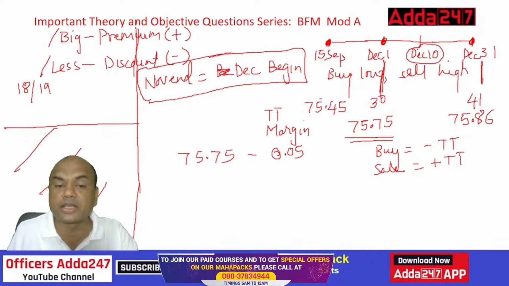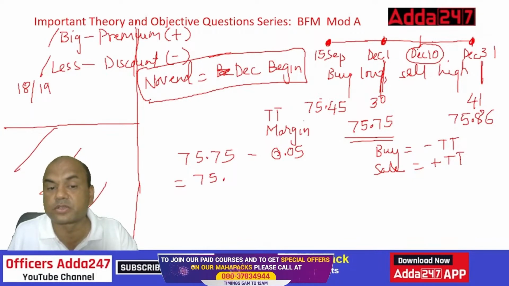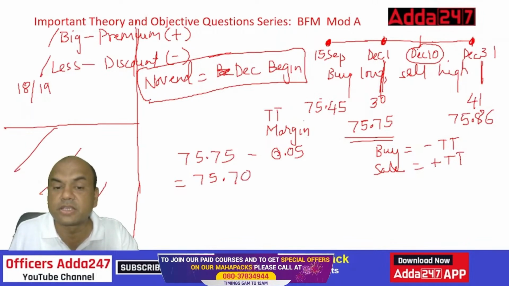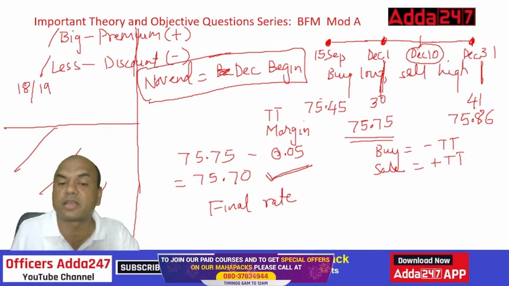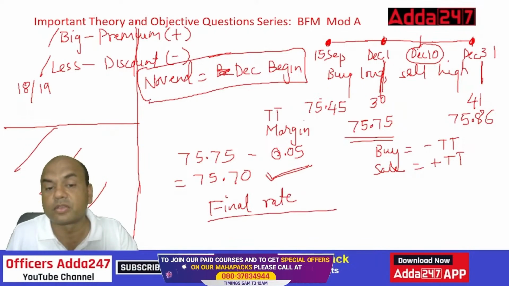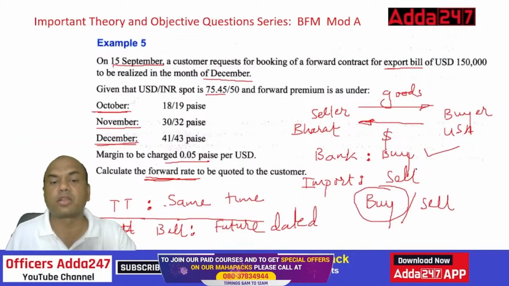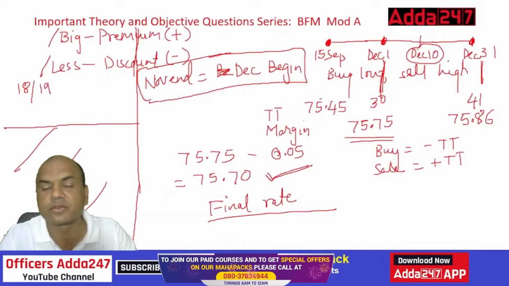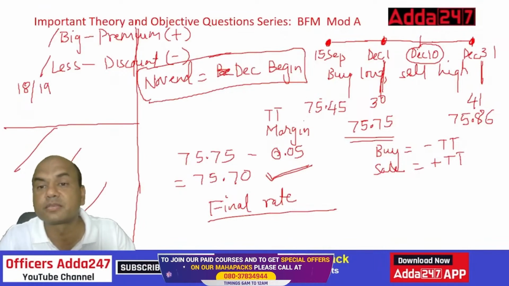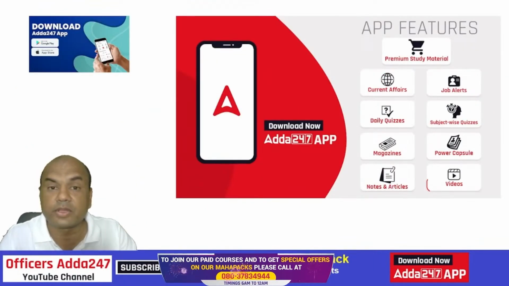So what will be my rate? 75.75 minus 0.05. So 75.70. 5 minus 5, 0, right? So this is my final rate. Now what do you mean by this rate? You need to understand that also. Your answer is over. See here, calculate the forward rate to be quoted to the customer. So the answer is 75.70. So what will you do with this rate?